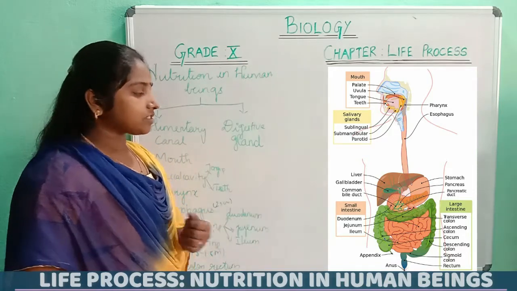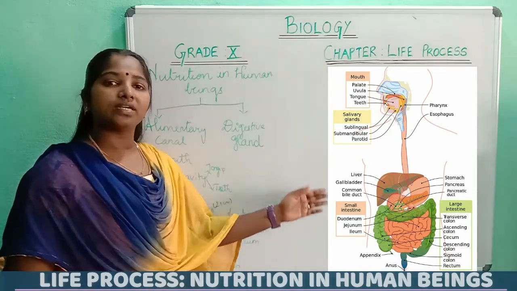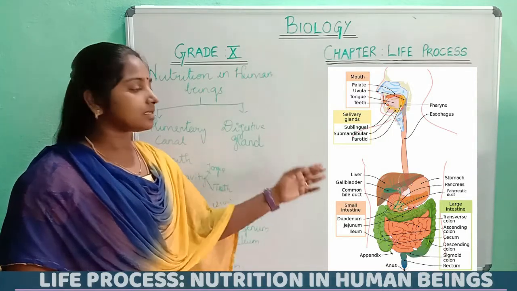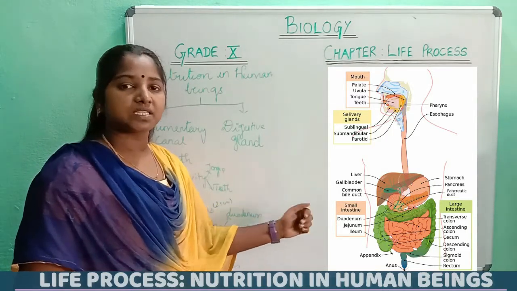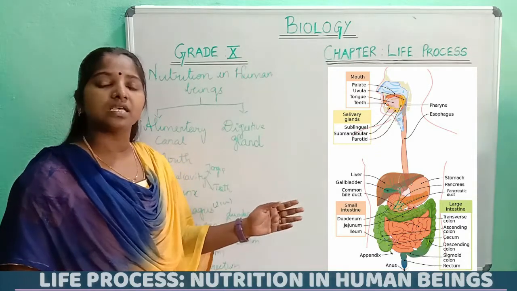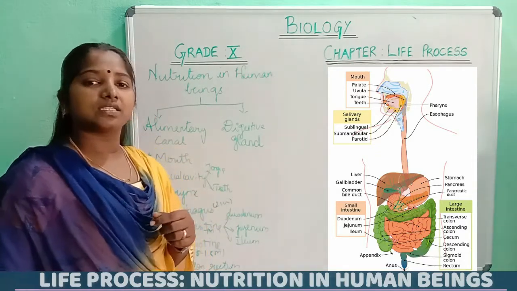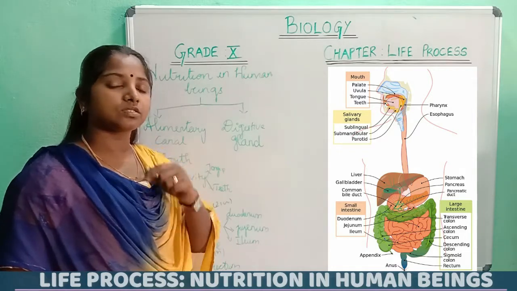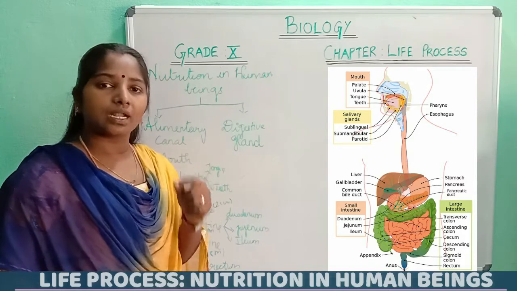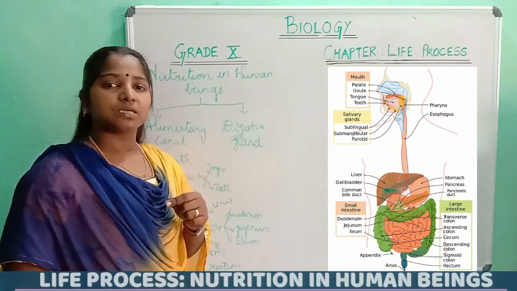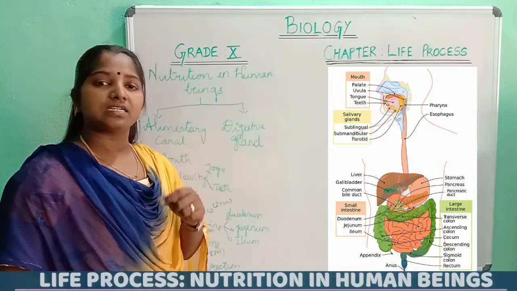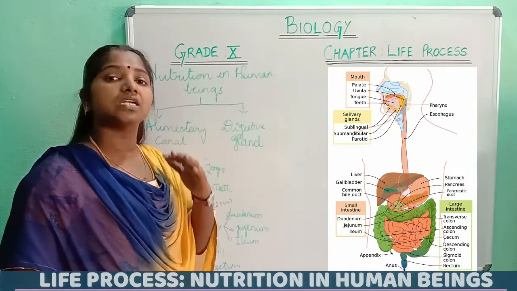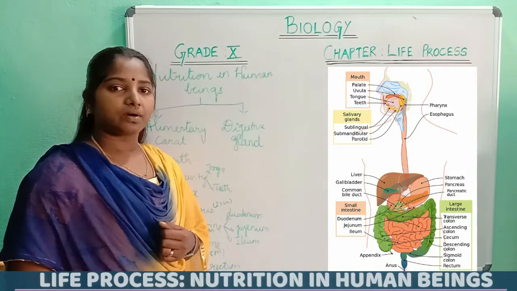How is it transported from the small intestine to all parts of the body? There are small finger-like projections in the small intestine, which are called villi. The villi are richly supplied with blood capillaries. What is the function of the blood? Blood is moving throughout the body, am I right? With the help of that, whatever energy molecules are present in the food are absorbed by the villi and the blood capillaries, and are transported to all parts of our body.